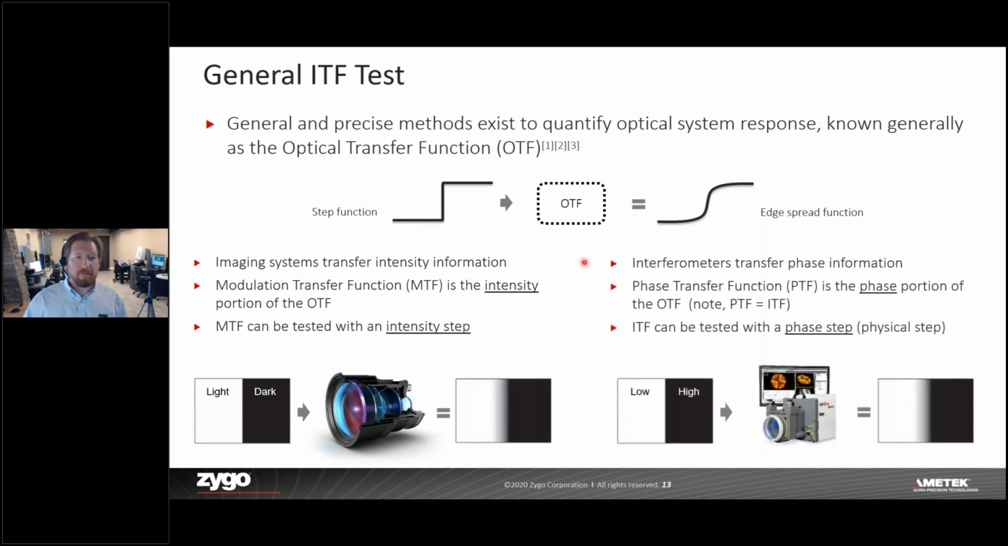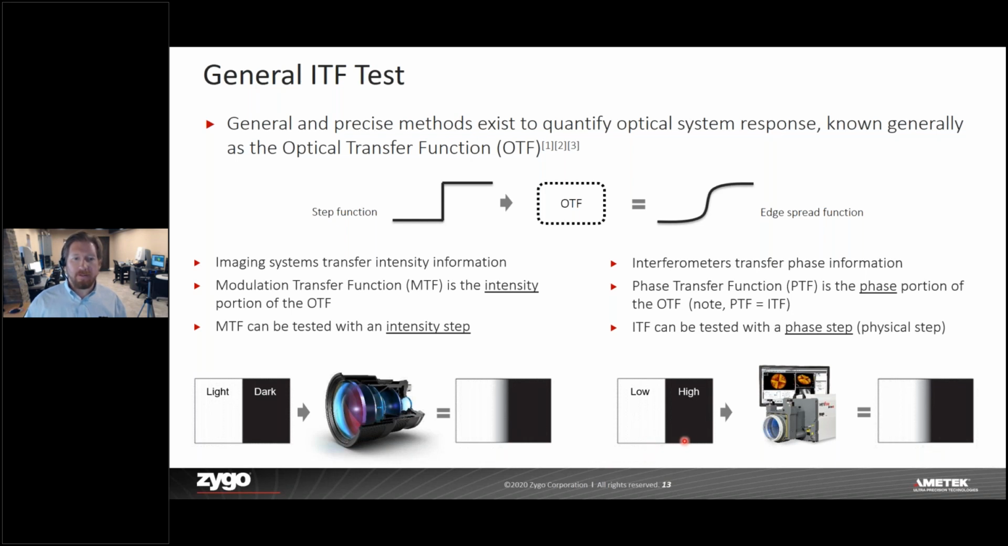But interferometers don't measure intensity. Interferometers measure phase, so they transfer phase information. The phase transfer function is the phase portion of the OTF. And note that the phase transfer function and ITF are used interchangeably. It's just a matter of terminology. So the ITF can be tested with a phase step, which is just a physical step.